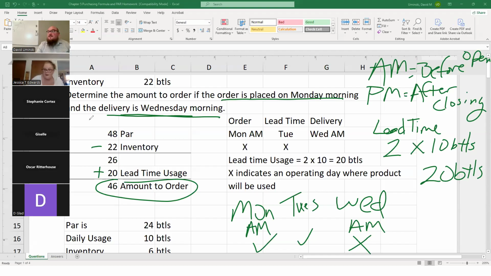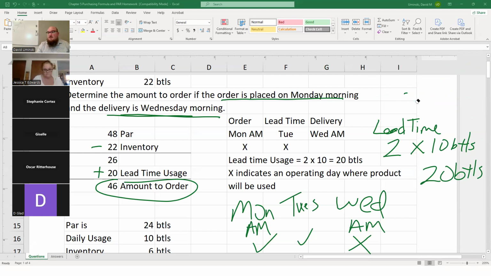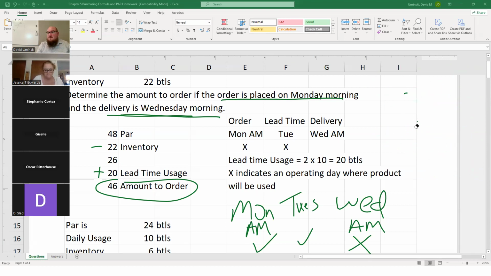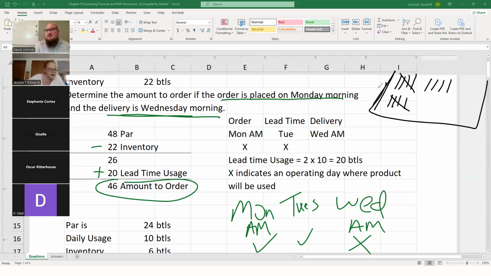Let's see a visual representation of this. All right, here's my shelf, my inventory. 1, 2, 3, 4, 5, 6, 7, 8, 9, 10. How many do I have? 22. 11, 12, 13, 14, 15, 16, 17, 18, 19, 20, and 2. Okay, so that's what I have in inventory right now.